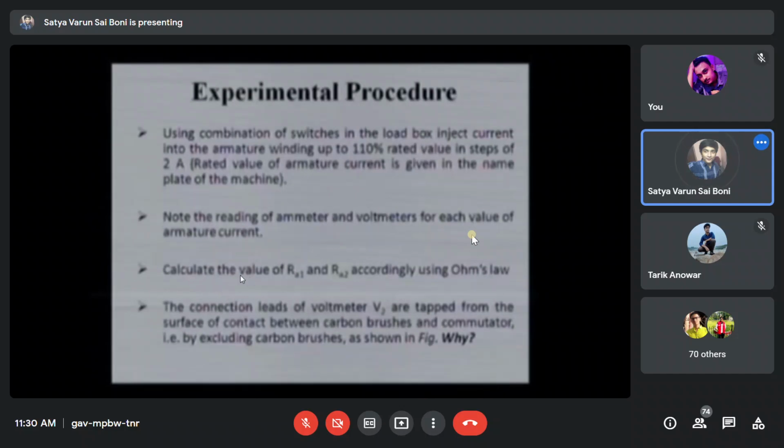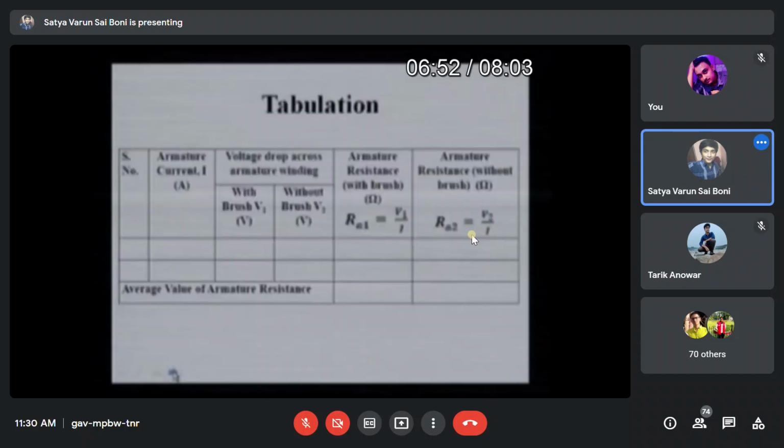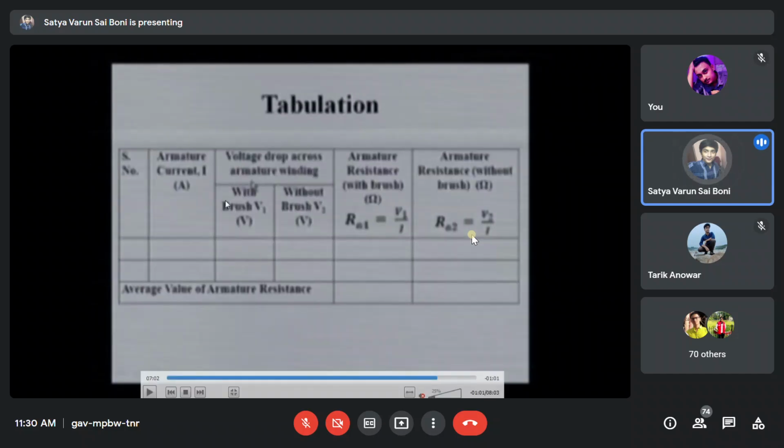After finding those voltages, it is better I explain with this tabulation itself. Let us assume there is a load variation and we have a current I. We are also measuring the voltages with brush and without brush, V1 and V2. With brush, when you measure the resistance, it is the armature resistance plus brush resistance. It is a good point basically.